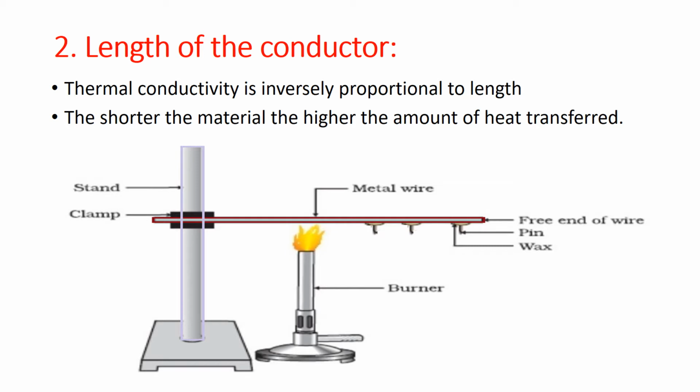So if you do an experiment as illustrated in the diagram, you realize that the pin very near to the burner or flame will fall first because heat will reach it first, and then followed by the pin which is next to it. The pin which is farthest will fall last because it takes time for heat to transfer from one end to another end of a long conductor.